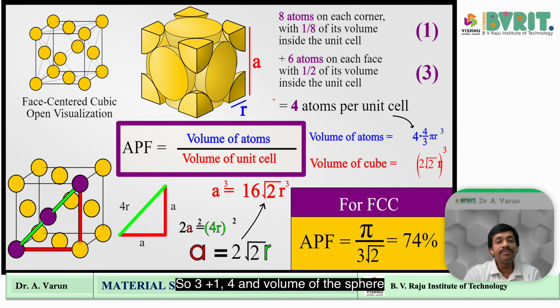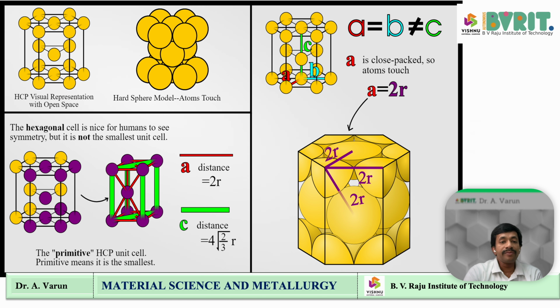And volume of the sphere is 4 by 3 pi r cube. So 4 into 4 by 3 pi r cube. And again, the denominator, the volume of the unit cell, remains the same, which is a cube, which is nothing but 2 root 2 r cubed, and once you simplify, you will get pi by 3 root 2, which is nothing but 74 percentage. So far, you got this as 74 percentage compared to the previous, if you remember.